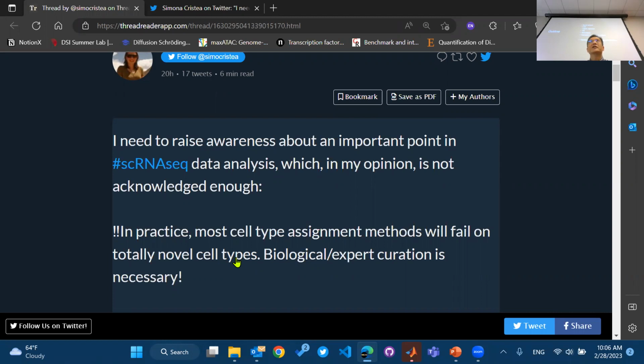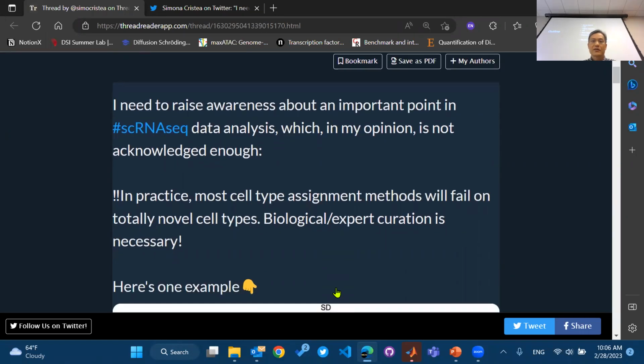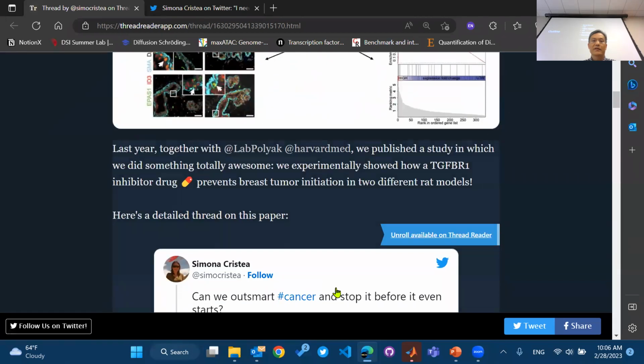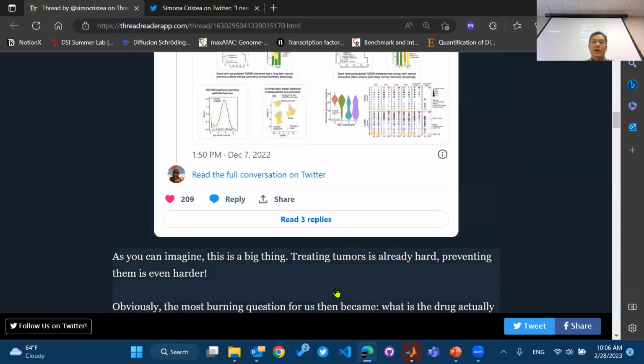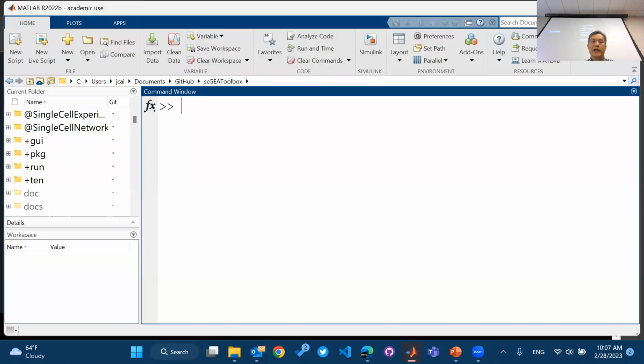For example, we have collaborators who study cyberblast. He is the only one in the world who discovered and defined this cell type. So he will never be able to use any annotation tool to find his cell type because they're not in the database. He's the only one in the world who has that particular cell type defined and studied. So I hope you can find time to read this thread.